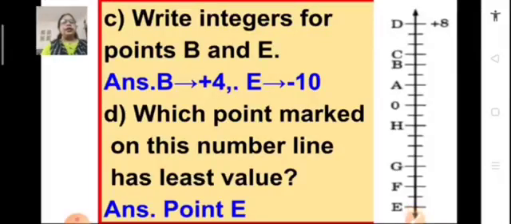Now D, which point marked on this number line has least value? So which is the lowest level? It is E, it is 10 steps below 0. So least value on number line is point E. It represents least value.